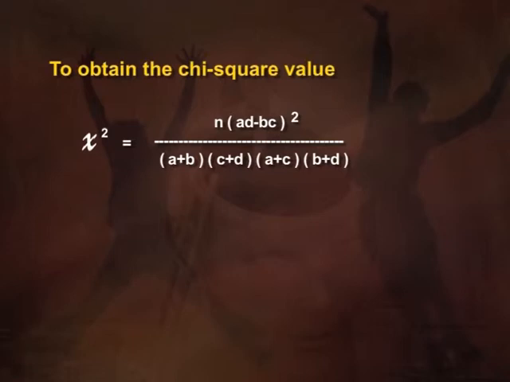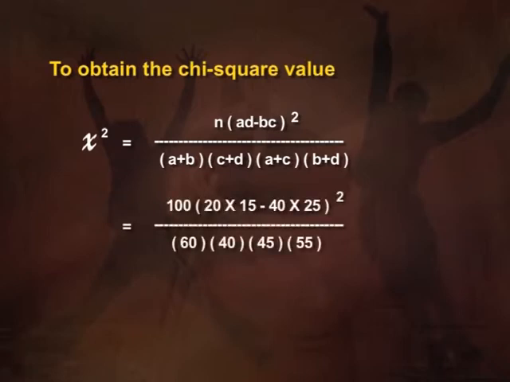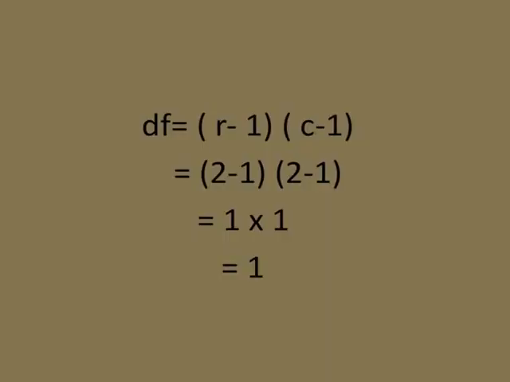When we substitute the values, it would be 100 into 20 into 15 minus 40 into 25 whole square divided by 60 into 40 into 45 into 55. With further calculations, we obtain the chi-square value, which is 8.25. Next, we calculate the degrees of freedom, which is r minus 1 into c minus 1, which gives us 2 minus 1 into 2 minus 1 equals 1.